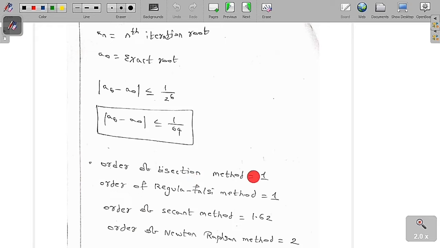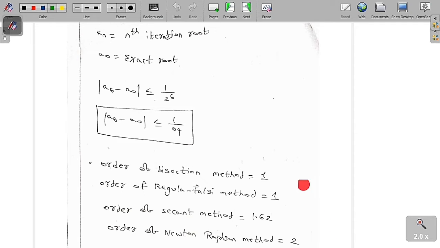See, the order of the bisection method is 1, the order of the regula falsi method is 1, the order of the secant method is 1.62, and the order of the Newton-Raphson method is 2. It's a very important point. In the examinations they are going to ask the order of the different methods also. All these are numerical methods.